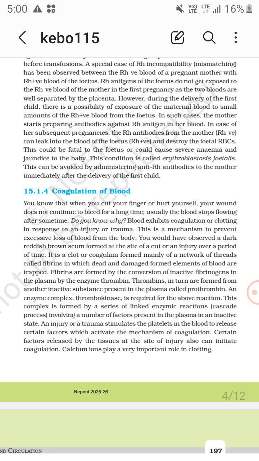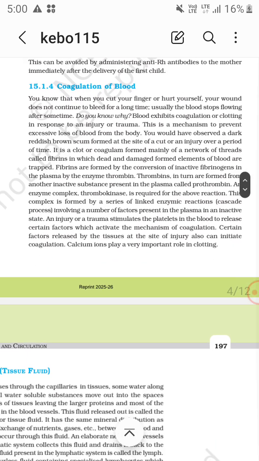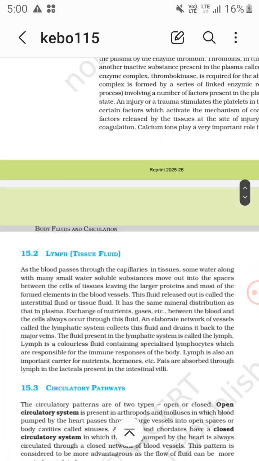This complex is formed by a series of linked enzymatic reactions. These are cascade processes involving a number of factors present in plasma in an inactive state. An injury or a trauma stimulates the platelets in the blood to release certain factors which activate the mechanism of coagulation. Certain factors released by the tissues at the site of injury also can initiate coagulation. Calcium ion plays a very important role in the clotting. As you can see, this is the coagulation of blood.